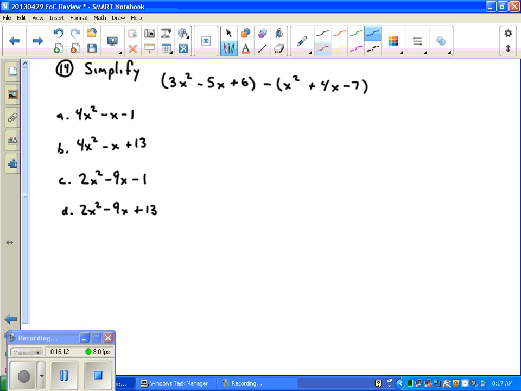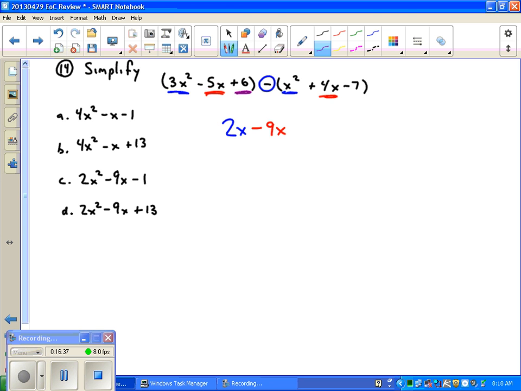Number 14, we're simplifying 3x squared minus 5x plus 6 minus. This minus is key right here because it's going to make you do the opposite of everything you see inside the parentheses. So 3x squared minus x squared is 2x squared. We're putting those two terms together because they're both x squared. Negative 5x minus 4x is negative 9x.